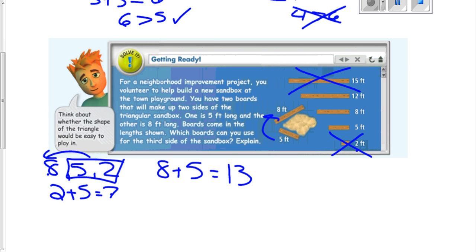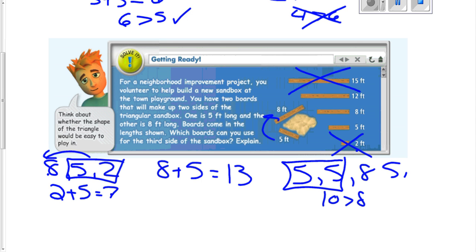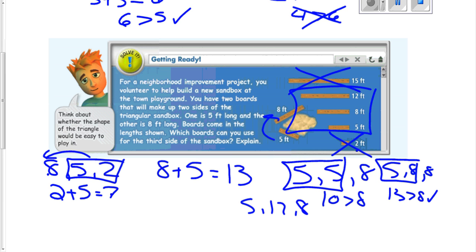All right, I can check the others. 5, 5, and 8. The 2 smaller sides are 5 and 5. 5 plus 5 is 10. Is 10 greater than 8? Yes. Okay, so that can work. 8, 5, and 8. The 2 smallest sides would be 5 and 8, one of the 8s. 5 plus 8 is 13. 13 is greater than 8. It works. All right, and then 12, 5, and 8. 5 plus 8 is 13. 13 is greater than 12. Okay, so these 3 work. The other 2 do not.